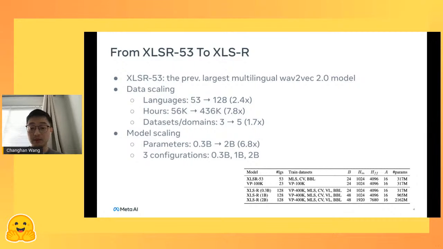So for experimentation and different application scenarios, we trained XLSR in 3 different model sizes. The 0.3 billion model to match the size of XLSR 53, the previous state of the art. And we also have the 1 billion and 2 billion models for more model capacity to push the performance limits.